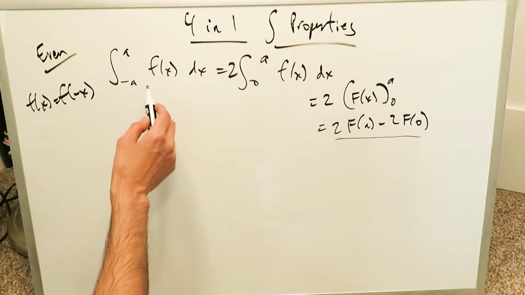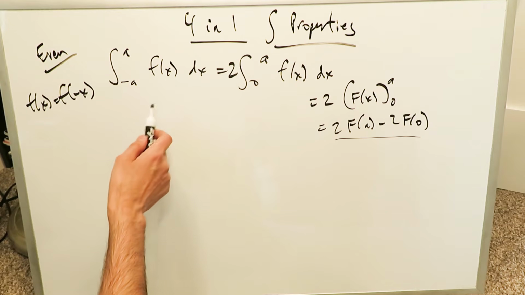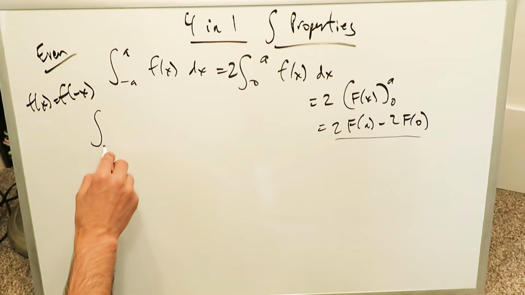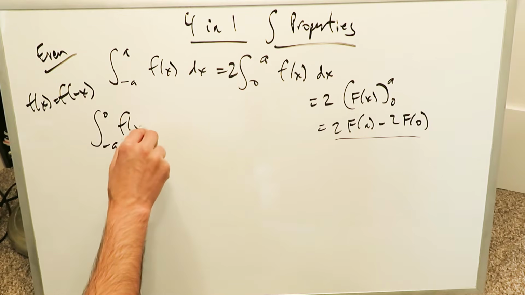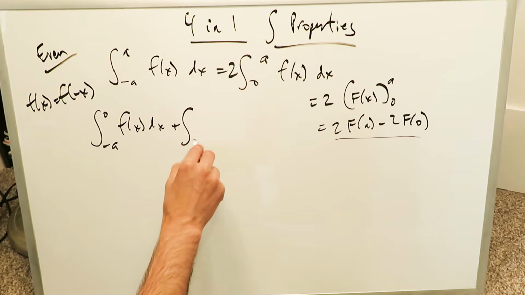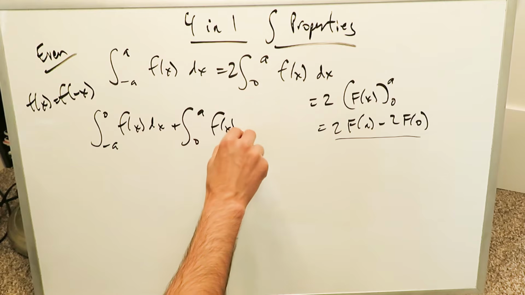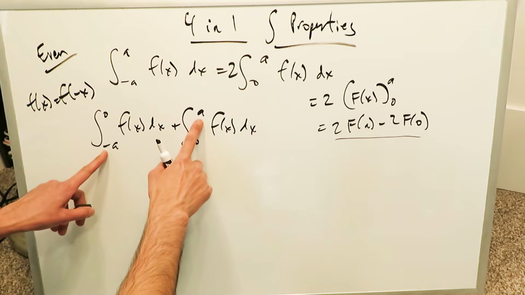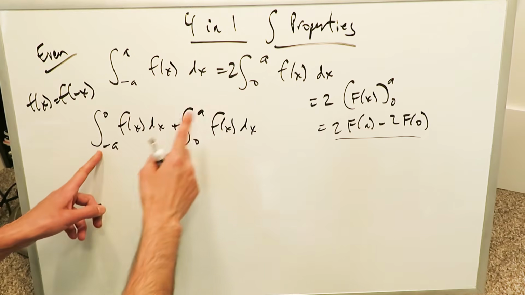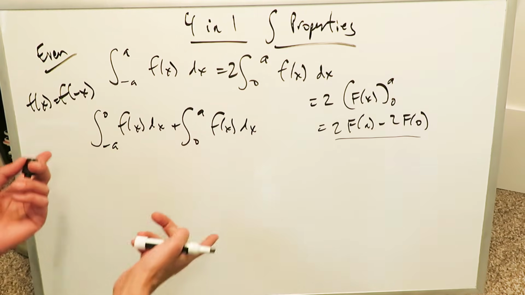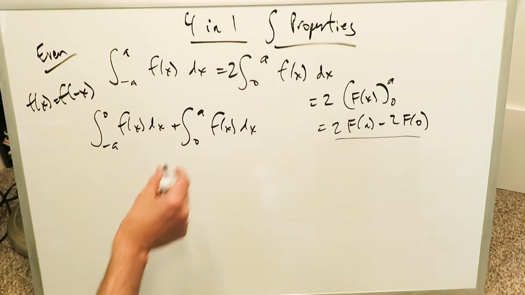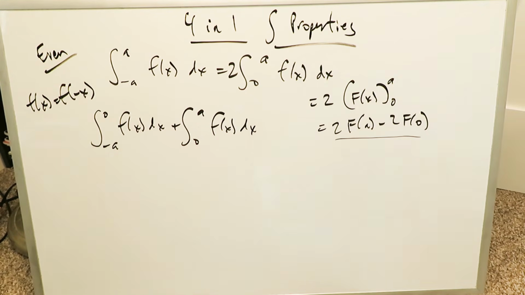How can you go about doing it? Use the interval or additive property of integrals to separate this into two separate integrals. From minus a to 0, you'll have f of x dx, plus, from 0 to a, f of x dx. What have I done? I've brought an intermediate value in between the upper and lower limits. Between minus a and a, there's a value that's 0. I've brought it in and separated it. These separate integrals are in an additive relationship to each other.